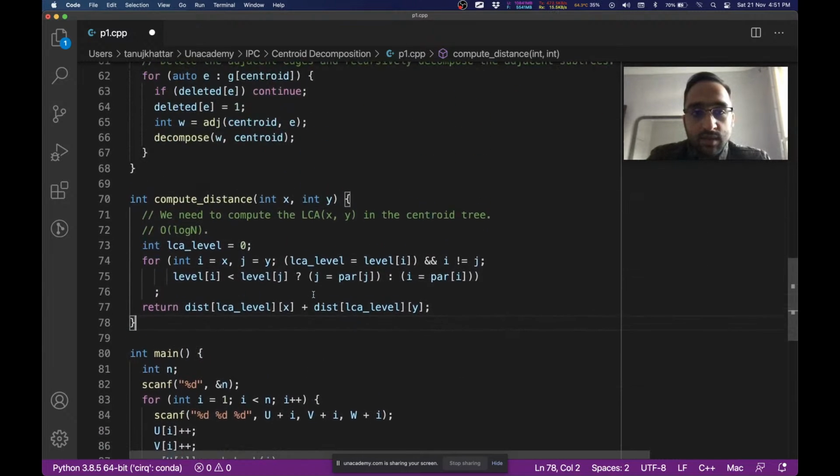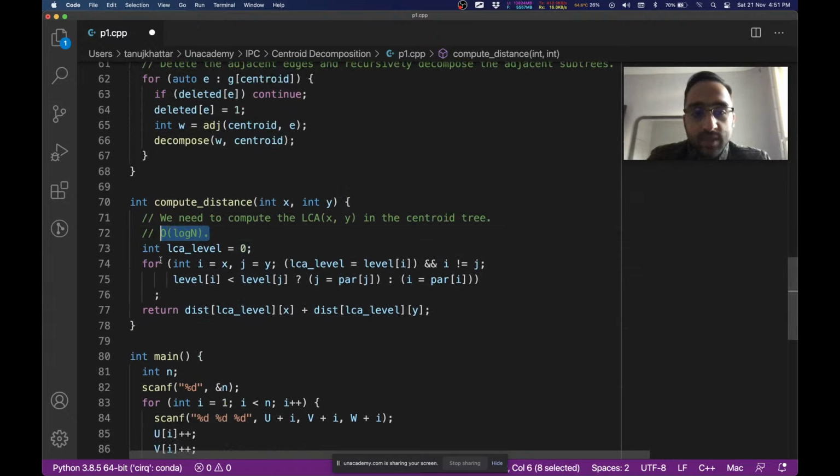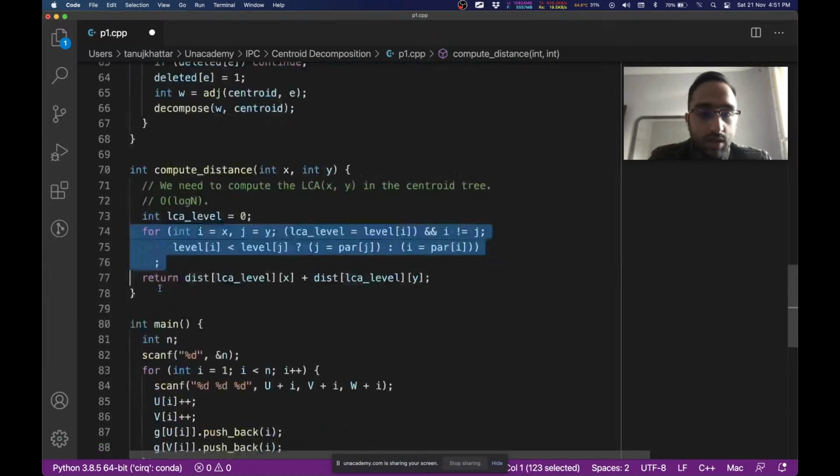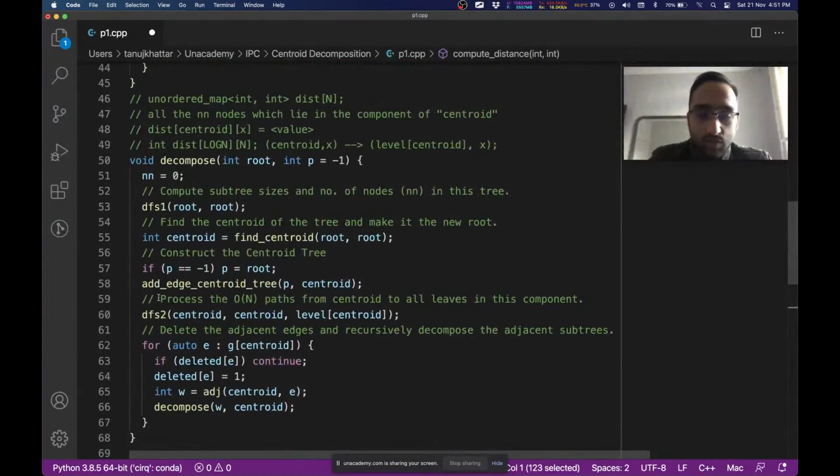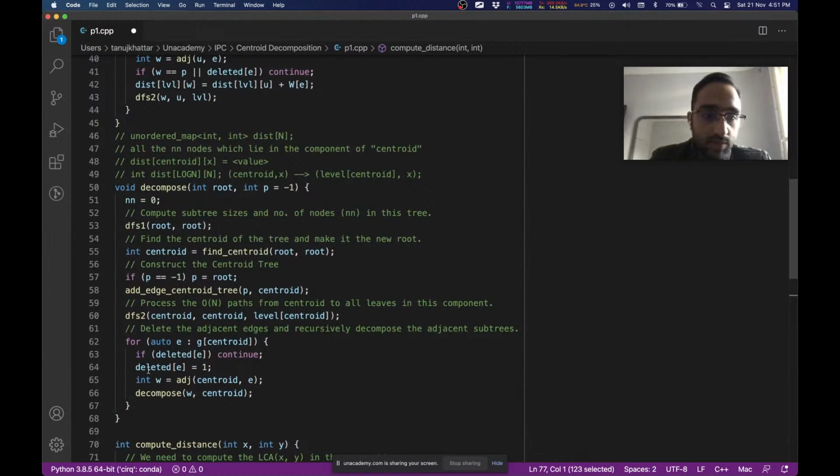Okay, this function works in log n and this was super easy to implement, just a single for loop or while loop. So this is the general template of centroid decomposition, which you can use for other problems as well.